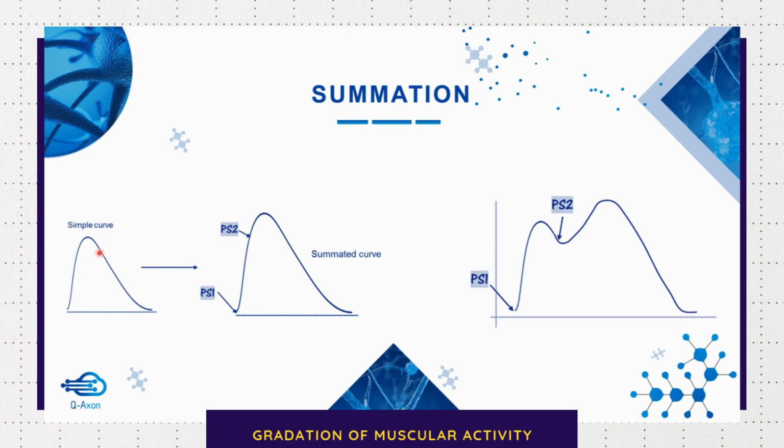So this is a simple muscle twitch, which is the result of a single stimulus. This is summation when the second stimulus is applied in the contraction period. And this is summation when the second stimulus is applied in the relaxation period.